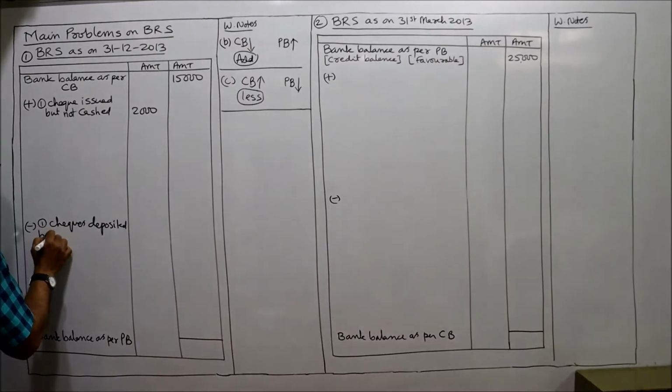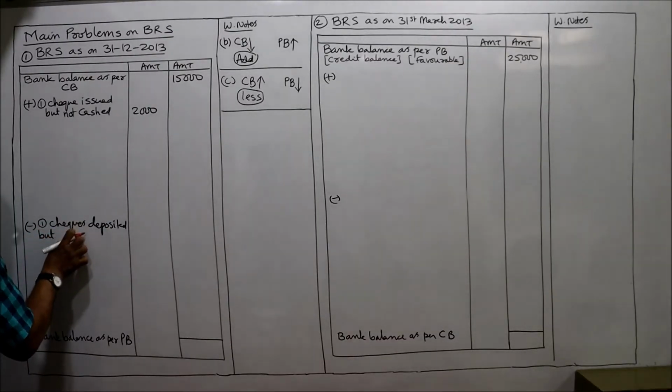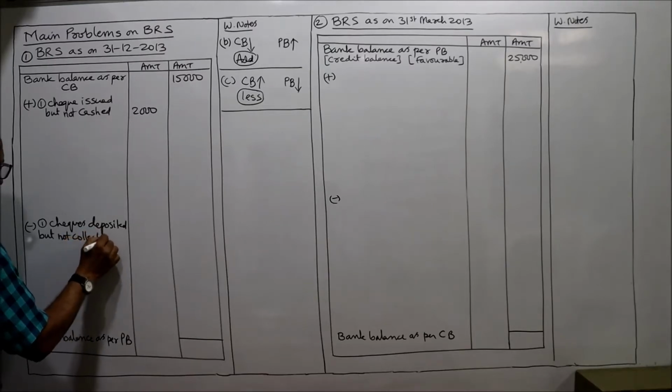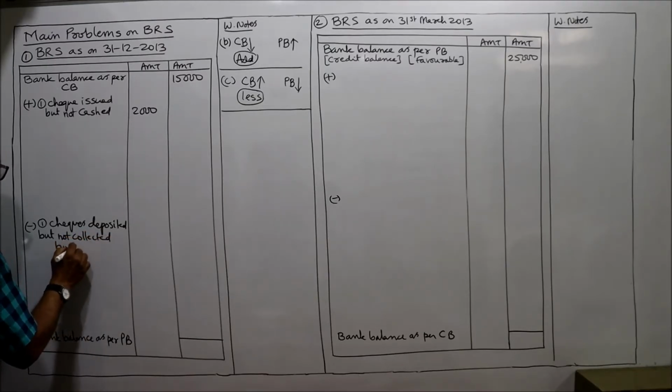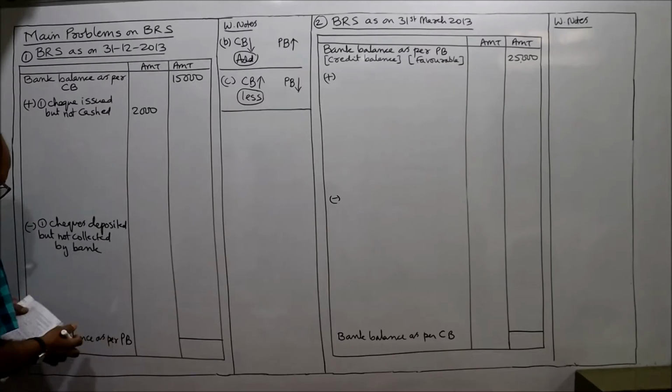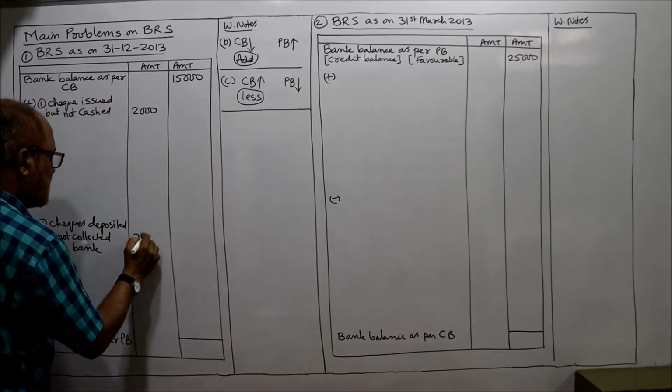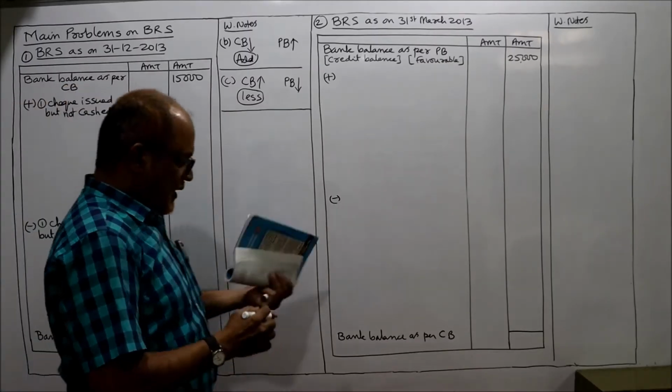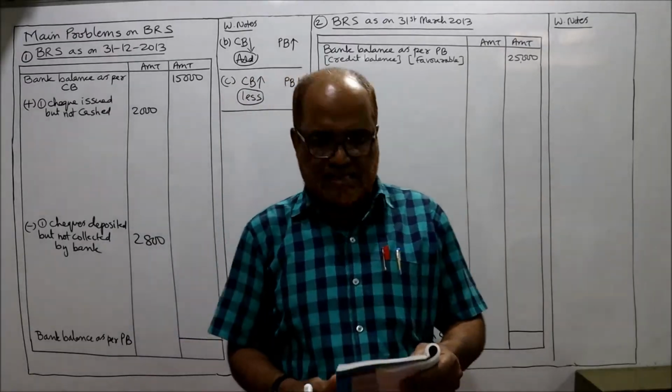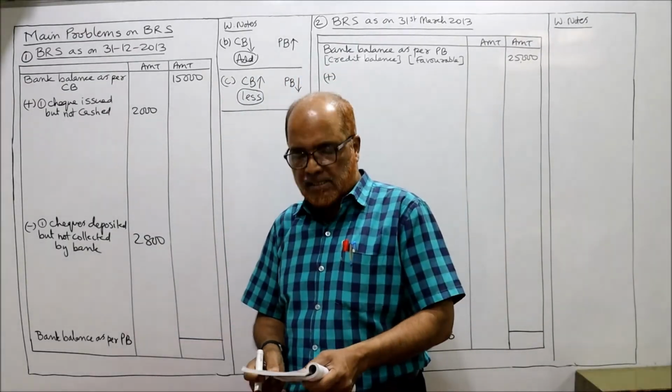But not collected. But not collected by bank. How much are the checks? 2,800. Come on. Two points we have seen, B point and C point. Now D point, see carefully.